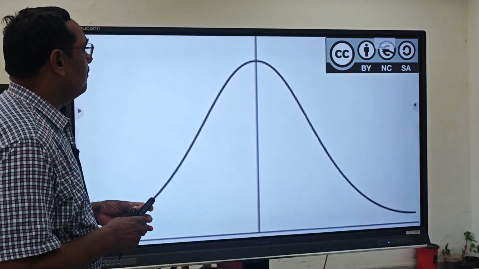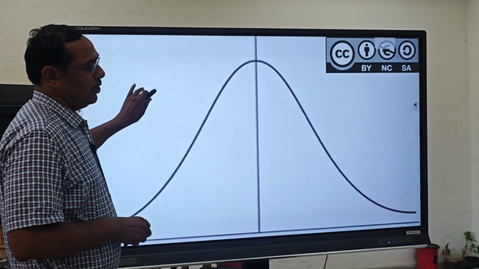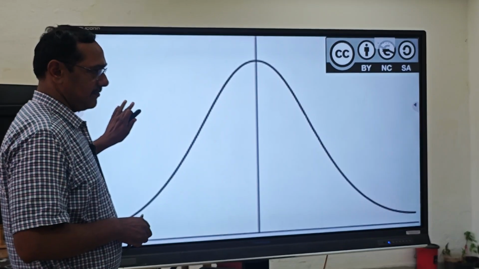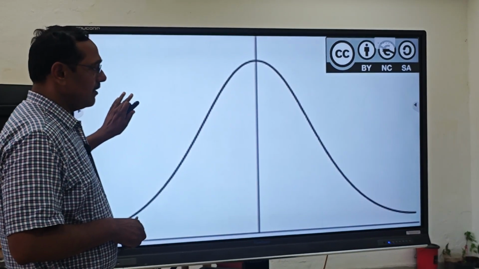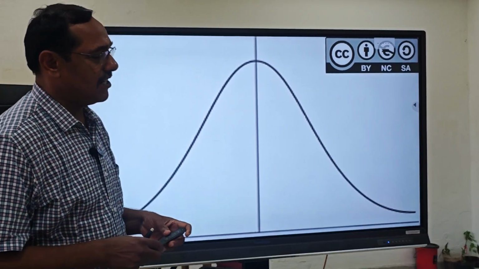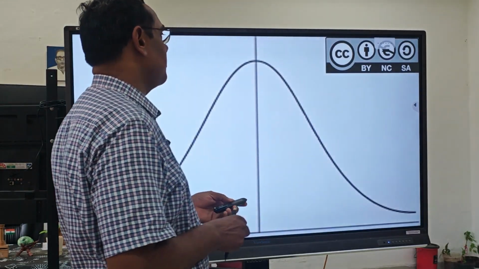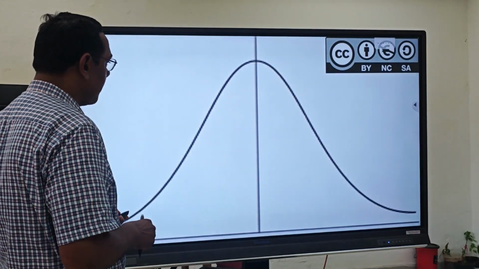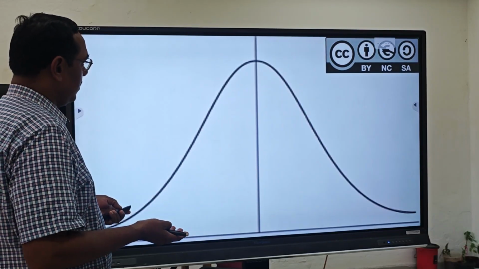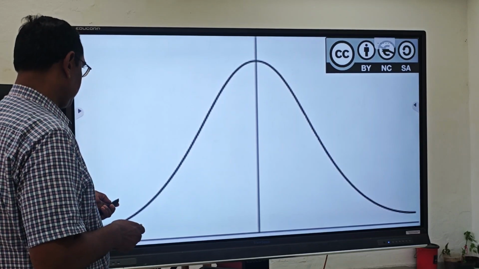So in this session we will be seeing the properties of the U-shaped curve, otherwise called the normal probability curve or Gaussian curve, because of the discoverer Gauss. Gauss discovered this, therefore this is called the Gaussian curve, normal probability curve. And since the shape is U, we call it the U-shaped curve.